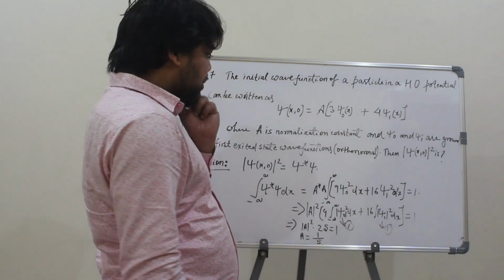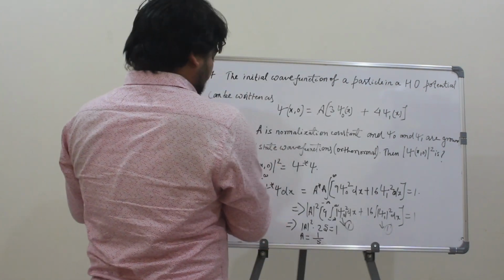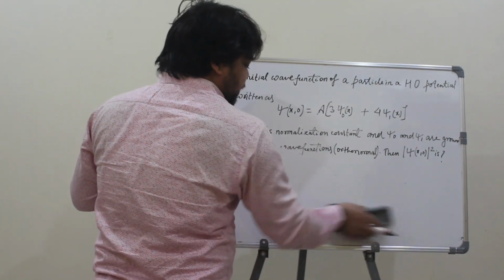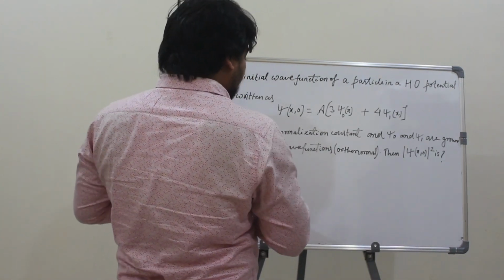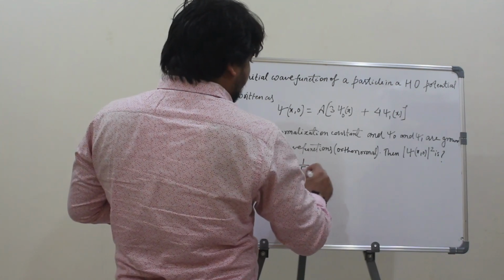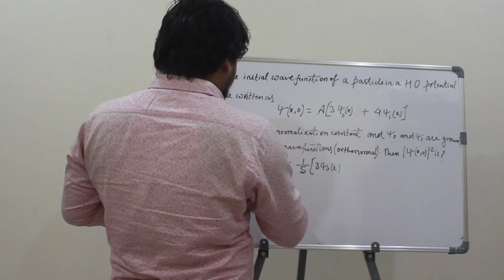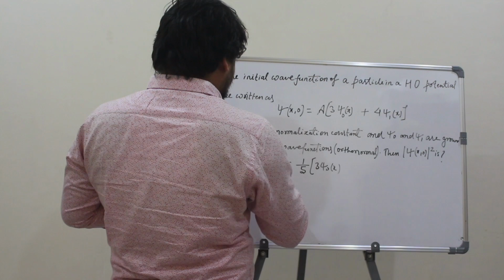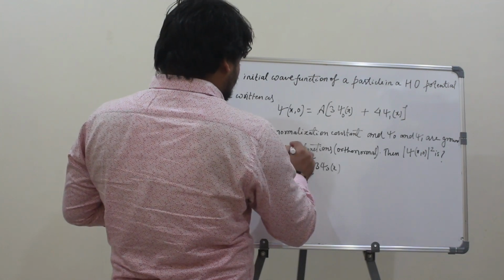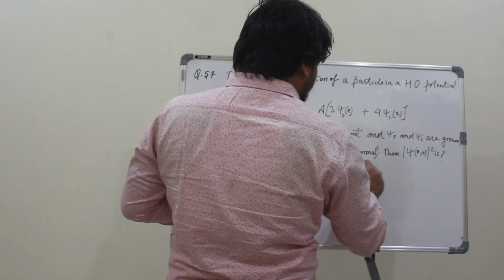So the normalized wave function will be psi x comma 0, which is equal to 1 by 5 times 3 psi naught x, this is the ground state, and psi 1 is the excited state wave function, right, plus 4 psi 1.